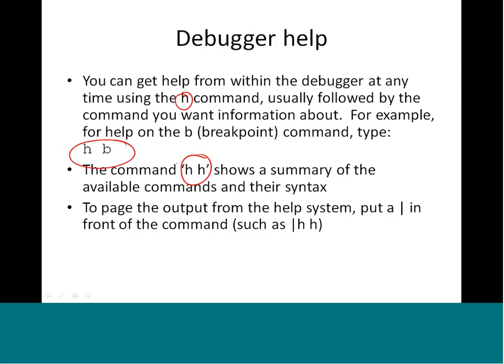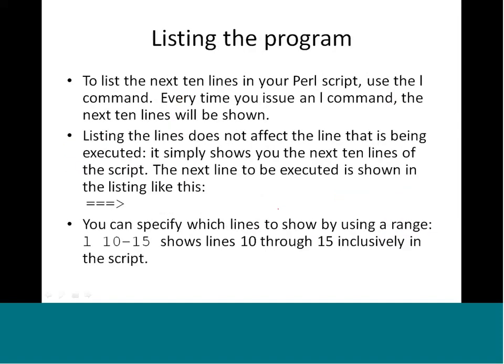To page the output from the help system, put the pipe operator essentially in front of the command, such as |h h. This lets you page down the system commands.